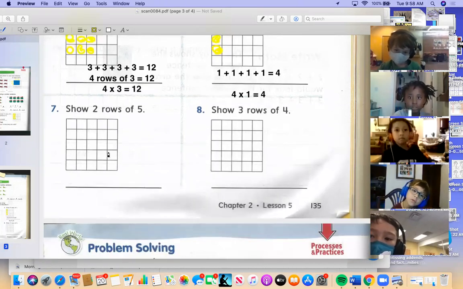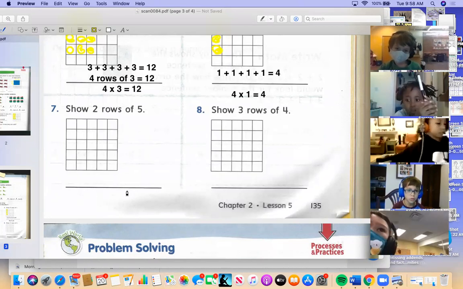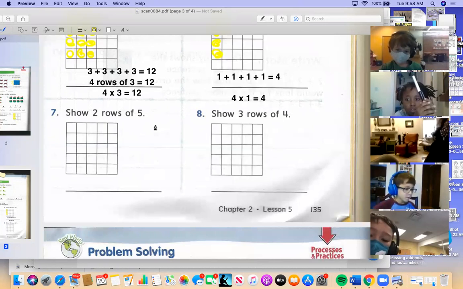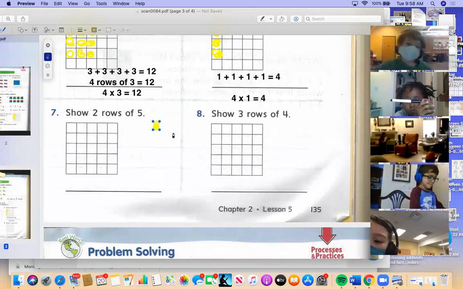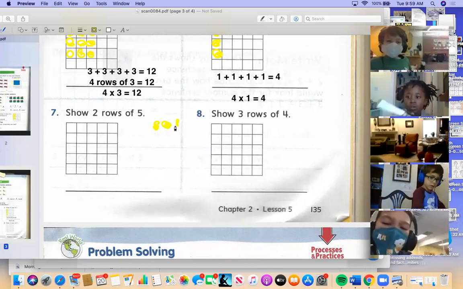All right, I'm not going to do this one. I'm going to let you guys do it. 2 rows of 5. So go ahead on your paper. If you don't have graph paper, then you can just draw circles. Like that.